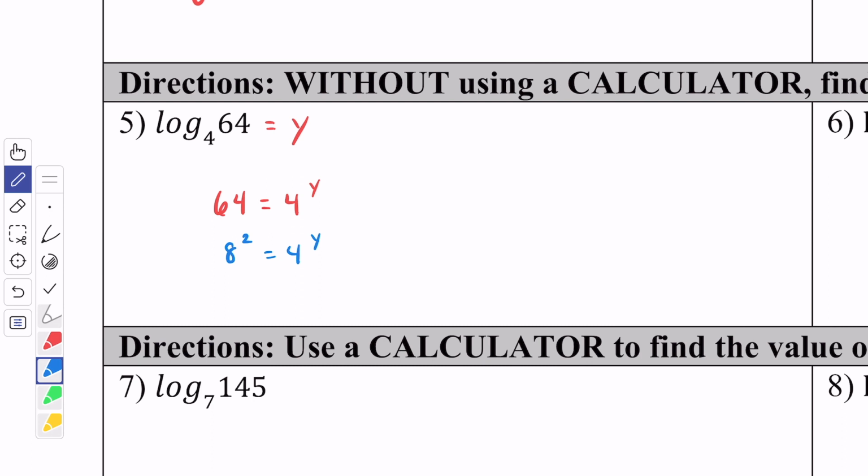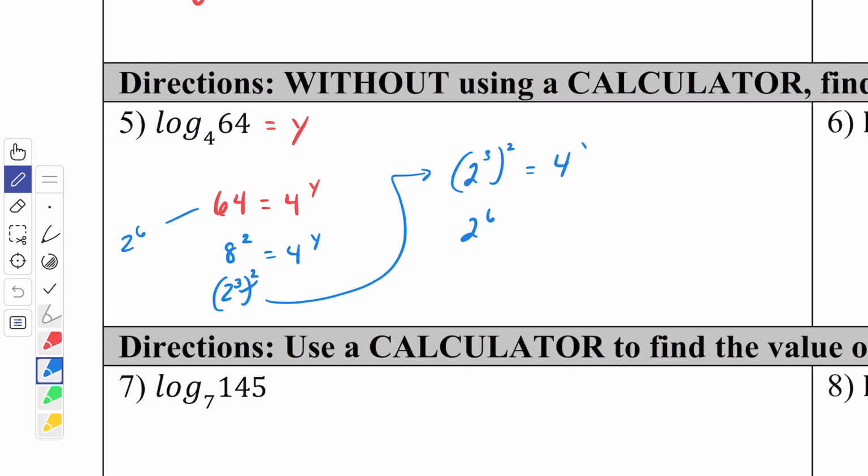Alright, 8 is like 2 cubed, squared. Now I could have just known maybe right away that 2 to the 6 is equal to 64. But right here I can see 2 times 3 is 6. So I can rewrite this as 2 to the 3 to the 2nd power. So there's my 2 to the 6. Equals 4 to the y power, but I want that as 2. So I write it as 2y like that. Now I can go 6 is equal to 2y. So if my bases are equal, my exponents must be equal. Now I can solve that and find out y is equal to 3.